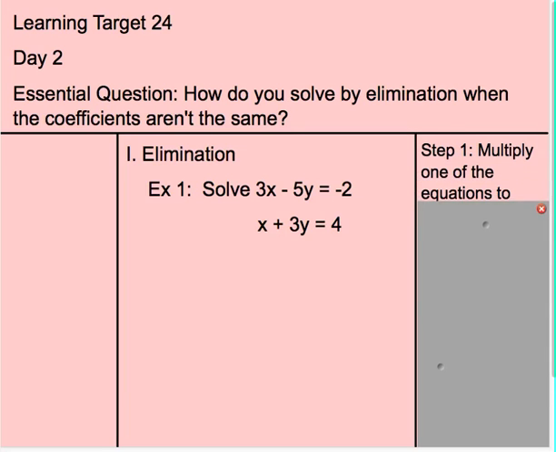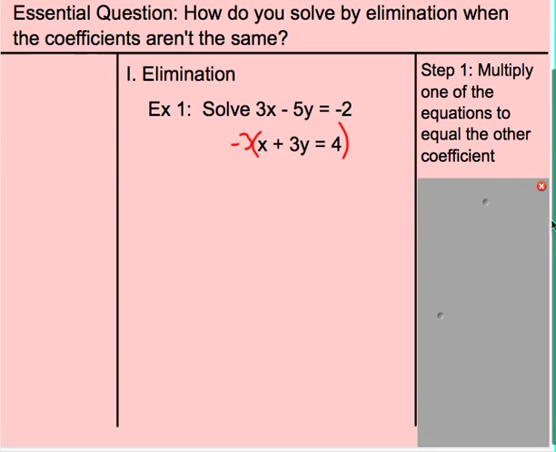So what we need to do then is multiply one of the equations so that the coefficients do match up. So looking here, I notice my second x, if I multiply that by a -3, it will match up but be the opposite of the 3x in my first equation. Now I can't just multiply the x, I have to multiply the entire equation. So I'm going to rewrite my entire system. So here's my first equation, that's going to stay the same. 3x minus 5y equals -2.